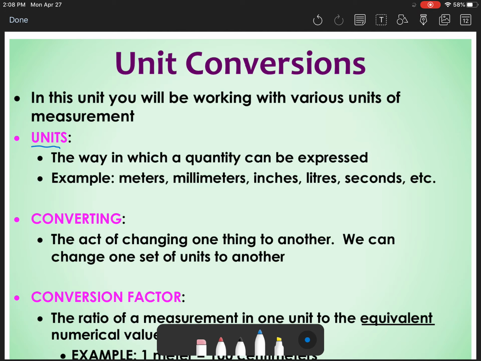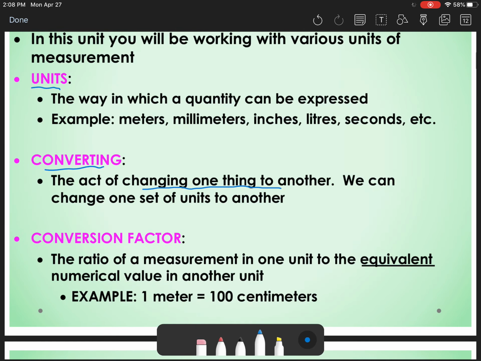Now, oftentimes you may have to convert units, which means changing from one set of units to another. To do this, we may need a conversion factor. This is simply a ratio where you have two numbers that are equivalent in value, but represent different units. So let's say, for example, time. If I say 1 hour is equivalent to 60 minutes, that's a conversion factor.